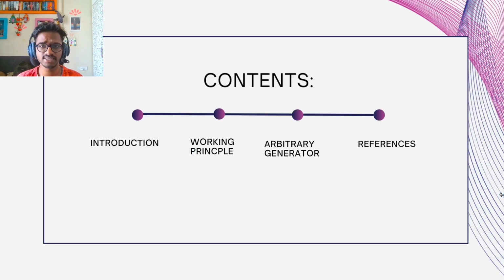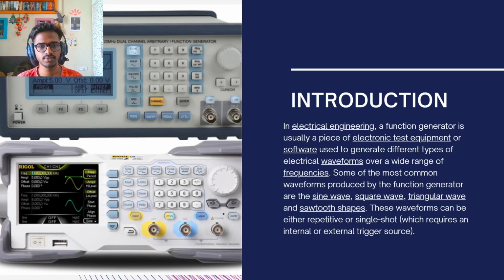The contents of this presentation would include the introduction of both the equipment as well as their working principles and the differences. Introduction. So, what is a function generator and arbitrary function generator? Function generator and its counterpart, the arbitrary function generator, happen to be some of the most important pieces of technology used by engineers, especially in our field.